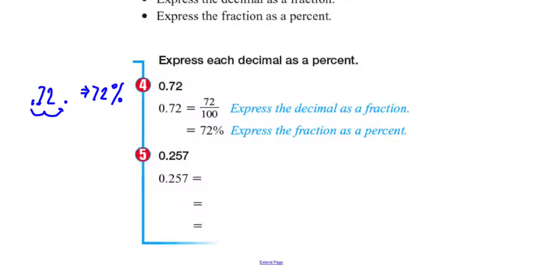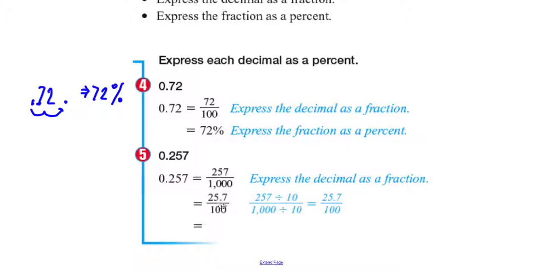Take a look at this one, 0.257. We want to express this as a percent. If you read this in words, this is 257 thousandths because 7 is in the thousandths place. Therefore, as a fraction, this is 257 over 1,000. If we divide the numerator and denominator by 10, the denominator will become 100, and you end up with 25.7 over 100.